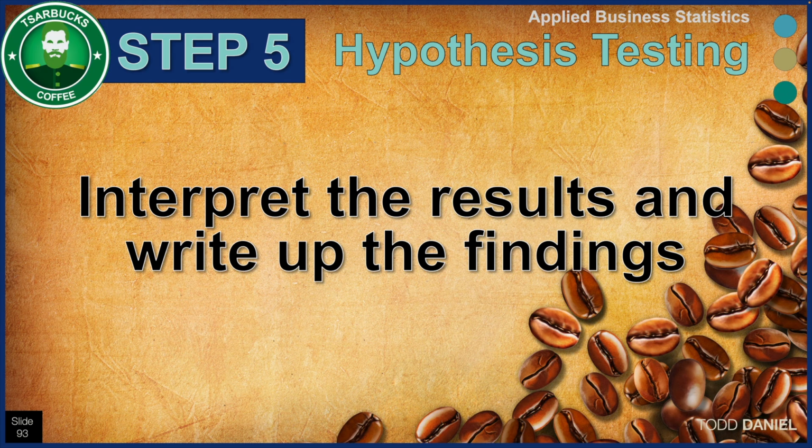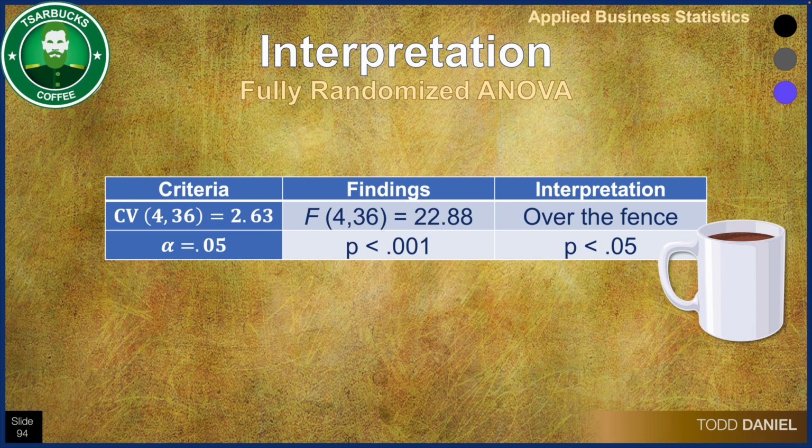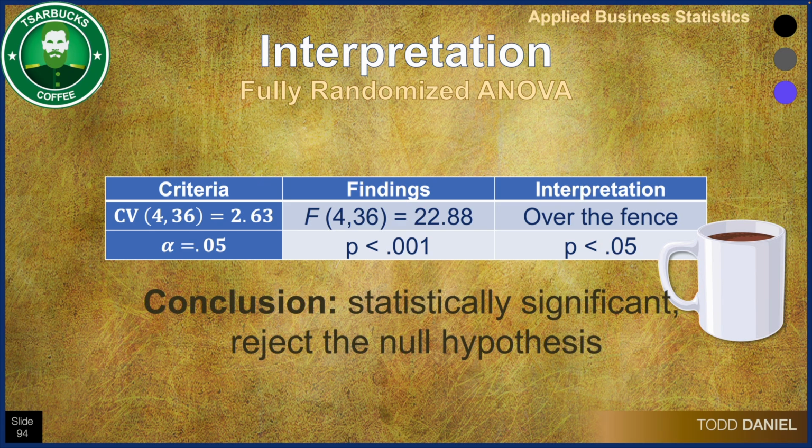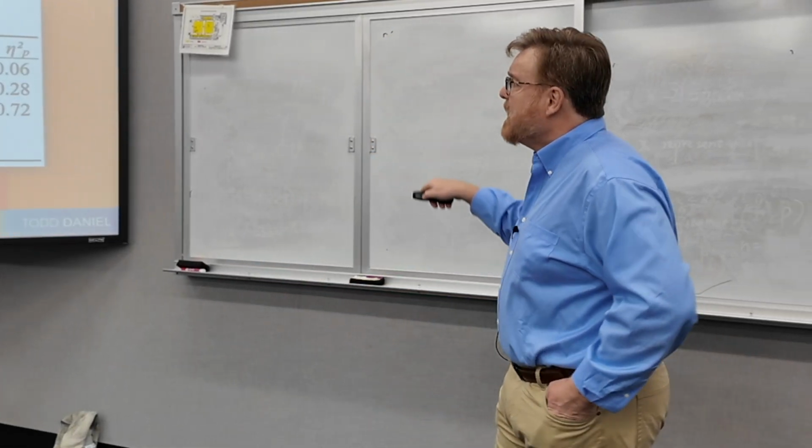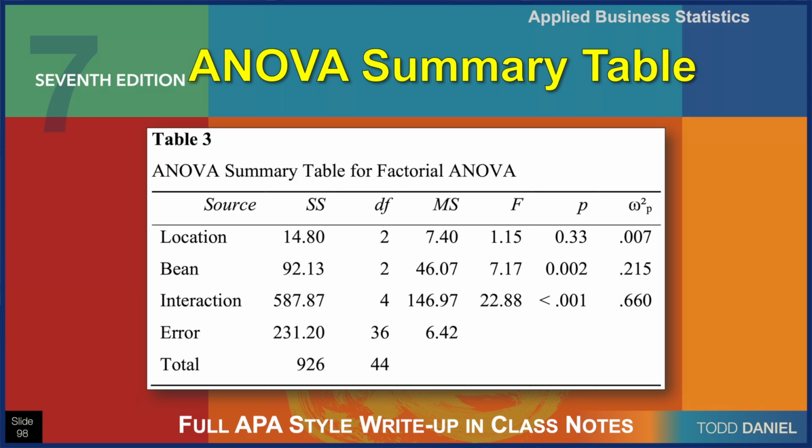So now we can interpret the results and write up the findings. Well, we know that there is a statistically significant difference. We see that both in our test statistic and in our p-value. There is a difference, and we've used our follow-up test to determine where those differences lie. This is what our ANOVA summary table would look like when we do our write-up. And if you'd like to see the full APA-style write-up, you can find that in the class notes.